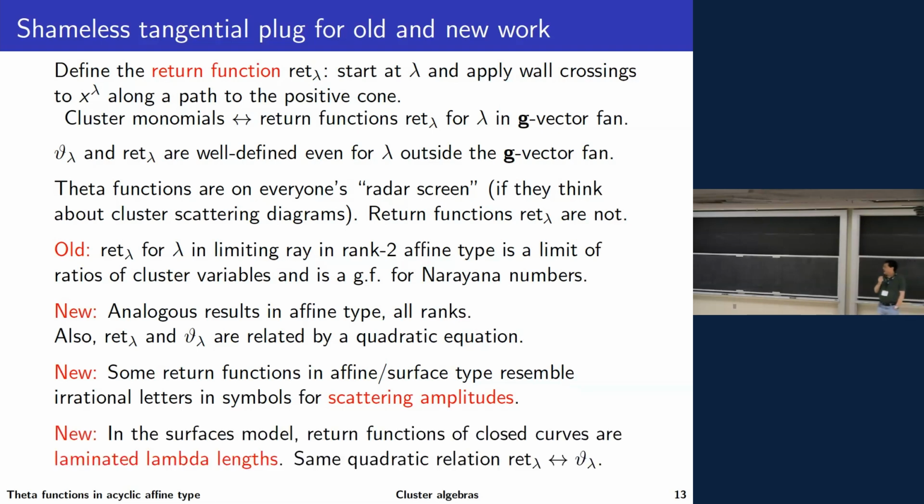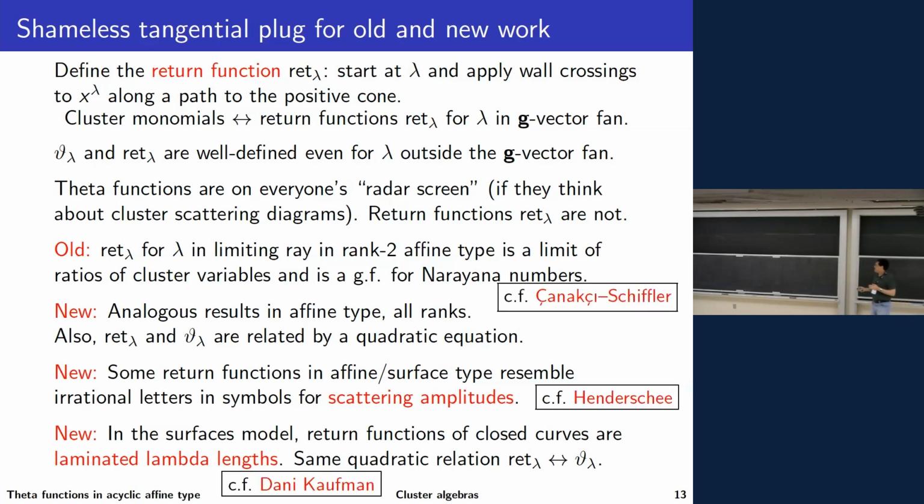Also new, in the surfaces model, if you take the return function for a closed curve, what you're getting is the laminated lambda length of that closed curve. In the surfaces model, cluster variables themselves are like hyperbolic lengths. So what we're saying is that if you take a closed geodesic in one of these hyperbolic spaces, its hyperbolic length is basically a return function.